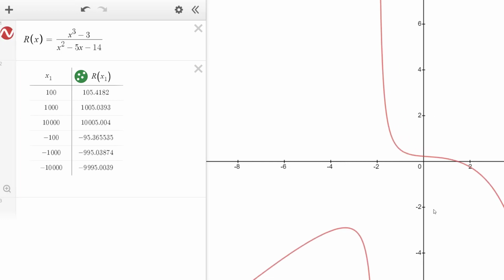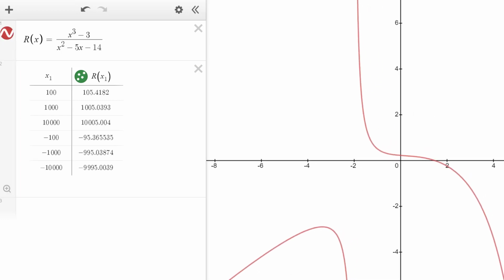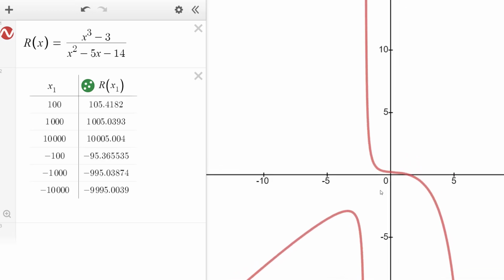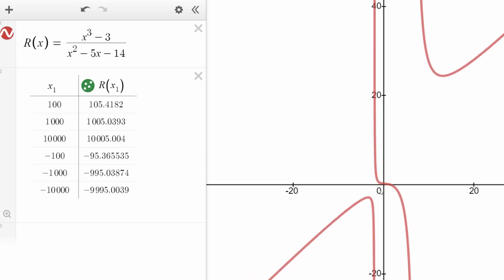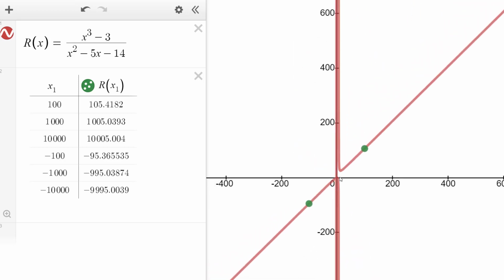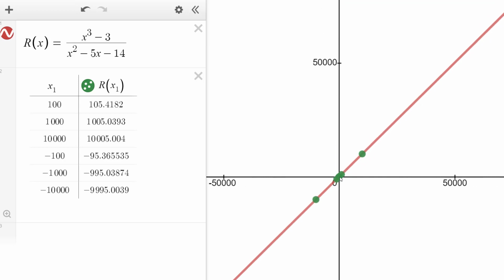So I'm over here in Desmos. I'm just going to turn on the graph. And right now, it doesn't look like anything crazy or awesome. But then if I zoom out, and I keep zooming out, and I continue to zoom out, in the long run, it does look like a line, doesn't it? If you zoom out enough, the long run behavior takes over, and it looks like the line y equals x.